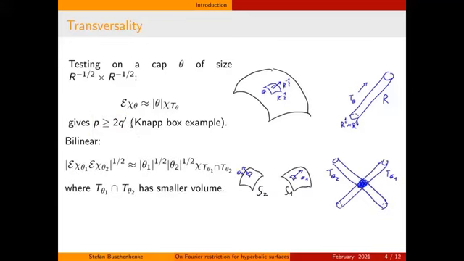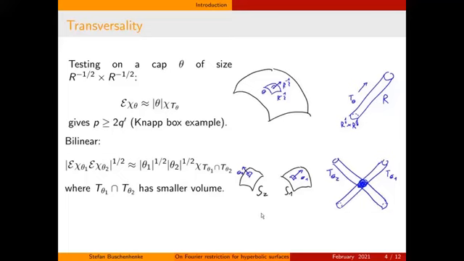So now if you look at the bilinear operator, you take the average of the extension operator applied to different caps here, and imagine the caps belong to two different surfaces, or could be two parts of the same surface, but you have transversality, which means that the normals of the two surfaces point in different directions. So you get this formula again. You have these tubes here, but now if the surfaces are transversal, the intersection of the tubes is much smaller, and that helps. So you cannot have a Knapp box example here.